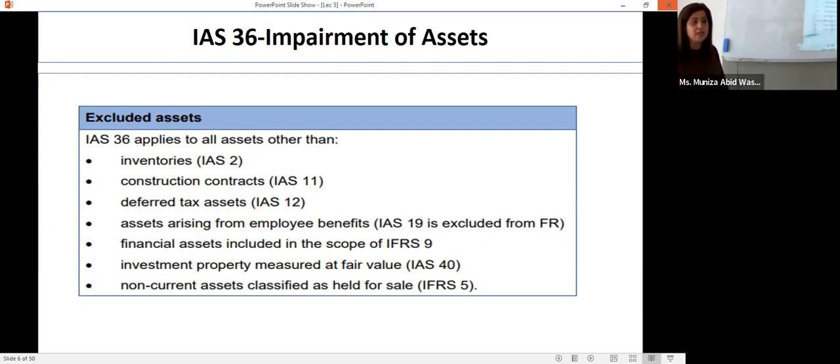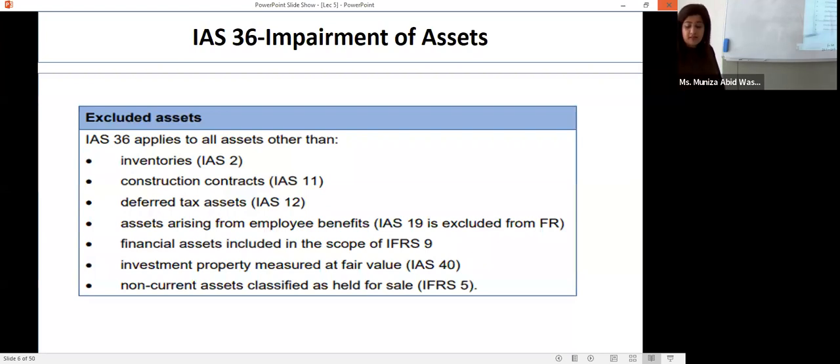Then construction contracts, which we are not going to discuss in detail, but slightly we are going to discuss IAS 11. On construction contracts also IAS 36 does not apply. Deferred tax assets, which we are going to discuss under IAS 12 in our future lectures. On those assets also, IAS 36 doesn't apply. Assets arising from employee benefits, IAS 19, are excluded. On these assets, impairment does not apply, and employee benefits is not part of our syllabus also.